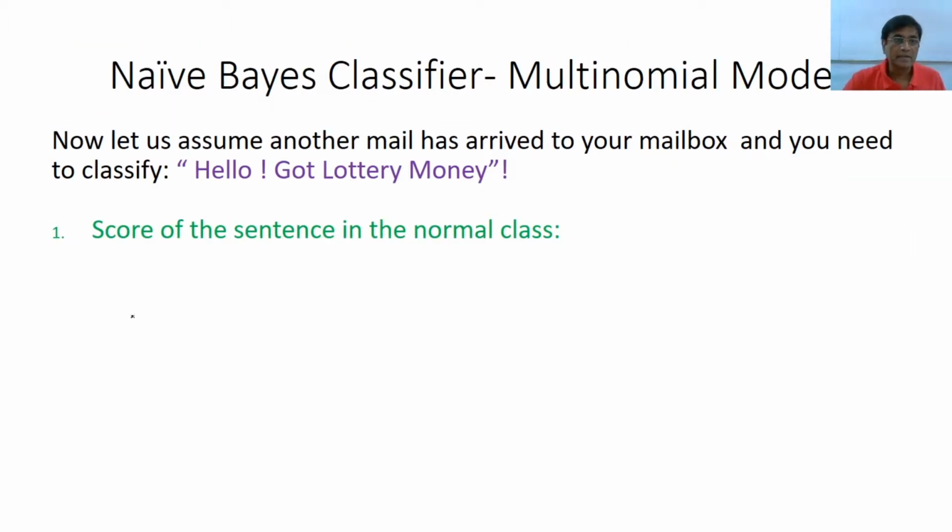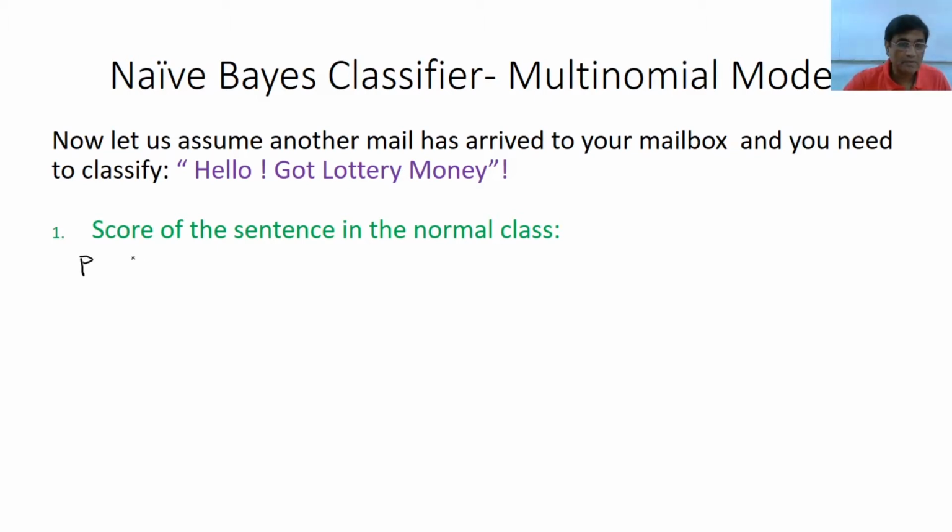Say earlier when it was "hello dear", it rightly classified that it is a normal message. Now let us see, we have received another mail and we have the same design. We are trying to predict from the model that "hello got lottery money". Again, as earlier, we will have to calculate the score of the sentence in normal class. Let us try to do that.